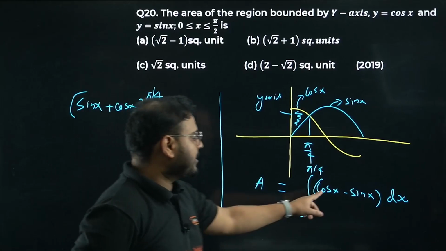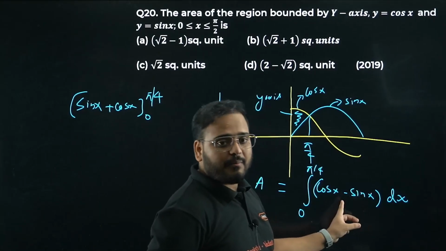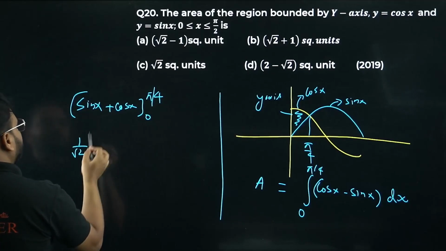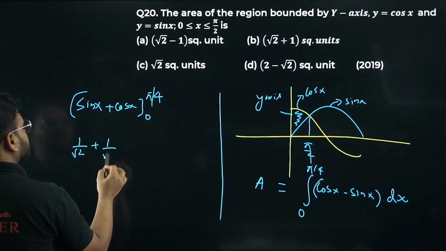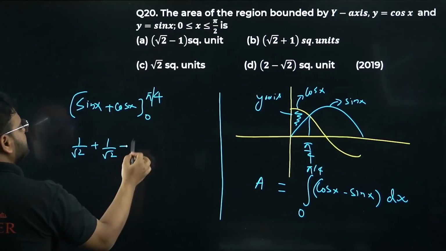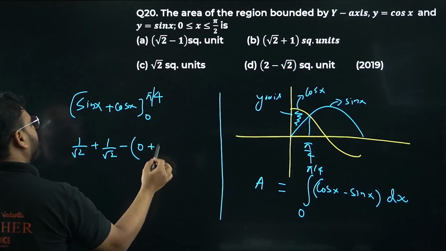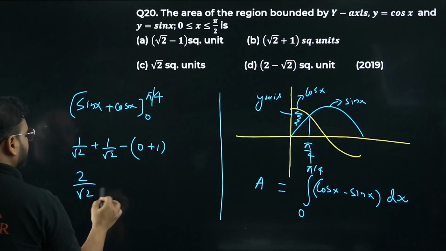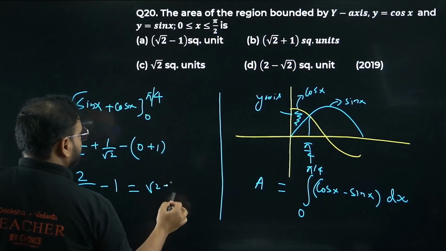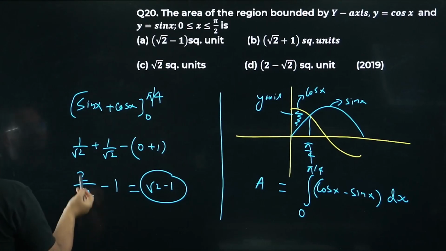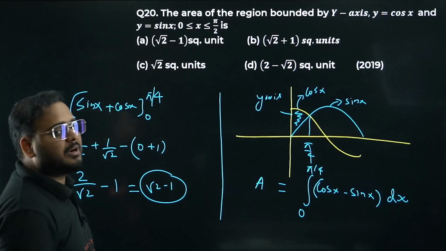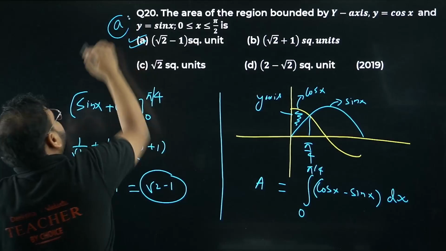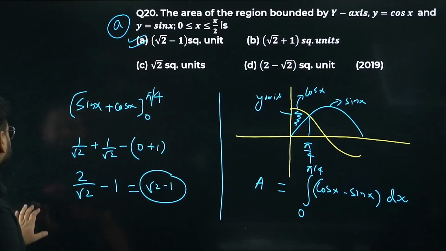Correct? Cos will become sin, sin will become minus cos. You have a minus sign, it becomes plus. Apply the limits now. You get 1 by root 2 for sin, again you get 1 by root 2 for cos. This is your upper limit, minus sin 0 is 0 and cos 0 is 1. So you have 1 by root 2 plus 1 by root 2 is going to be 2 by root 2 minus 1. How much is that? Simply root 2 minus 1. You can cancel this over this, it will become root 2 minus 1. So option A is correct. Please check. Option A is correct.